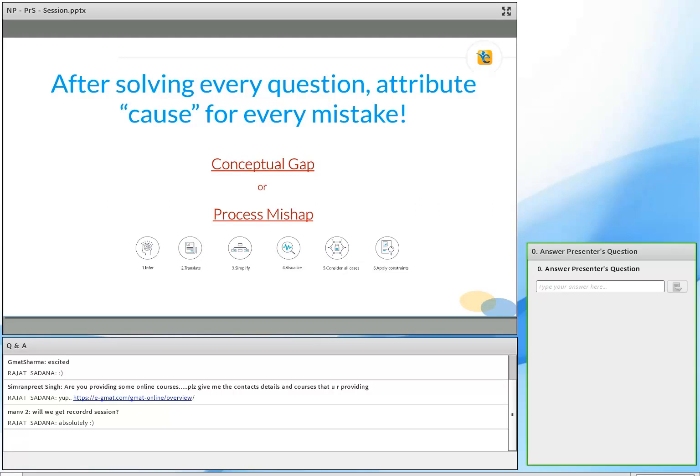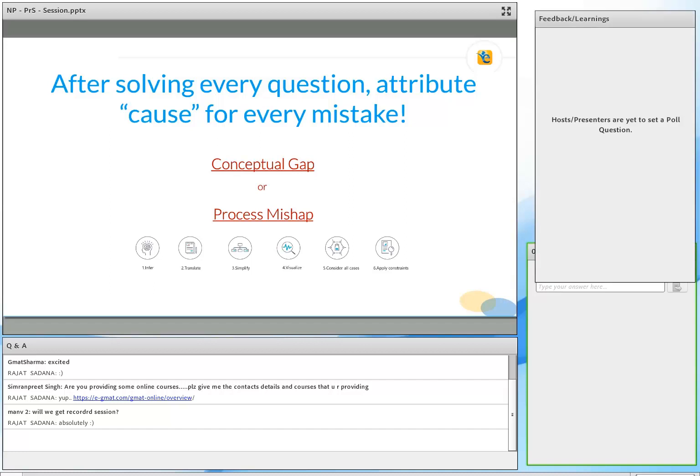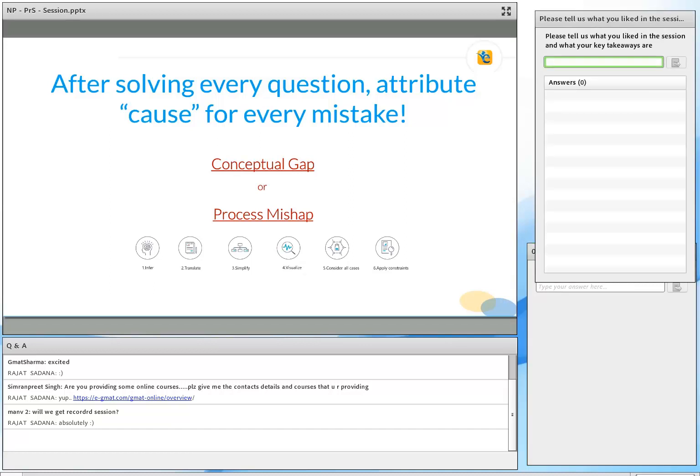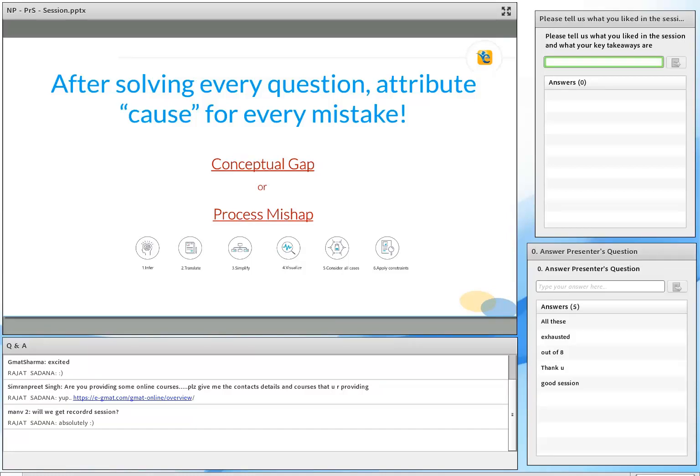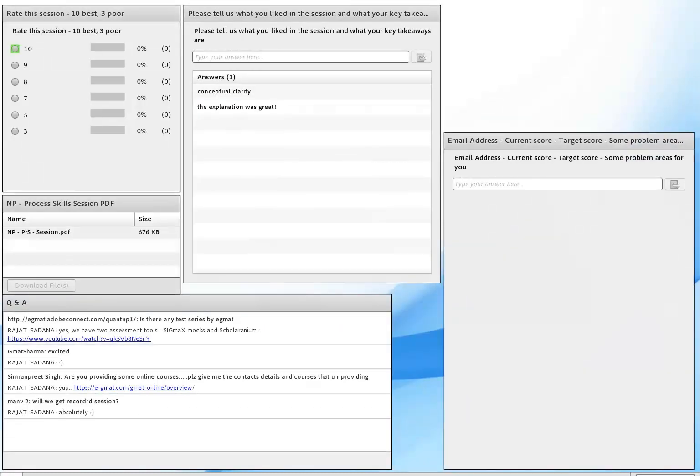I want to get a poll here. What did you like in the session? Exhausted? I know, I'm exhausted, so I'm pretty sure you guys are also exhausted. I'll share the PDF with you. Let me go to the other poll. I would want you to rate this session, and here's the PDF, so definitely download it.